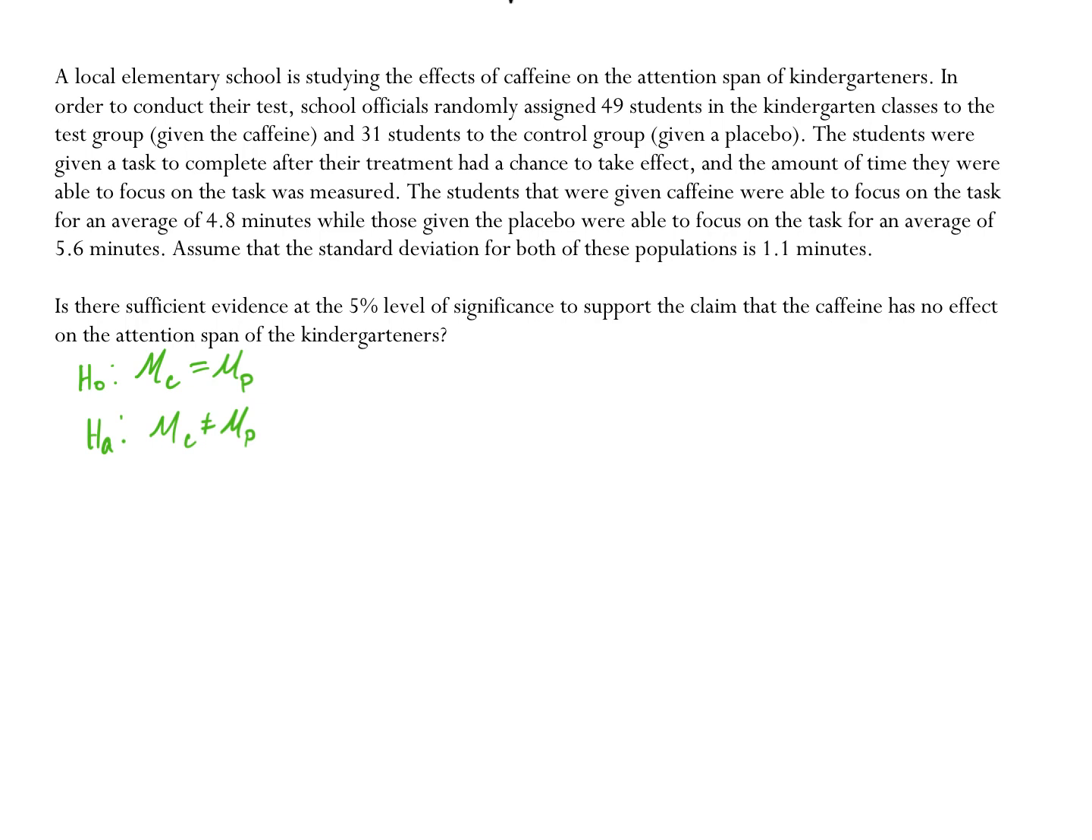Let's see, what all do we know here? We have n C equals 49, n P equals 31. Alpha equals 5%. X bar C is 4.8 minutes, and X bar P is 5.6. And the standard deviation for both groups is 1.1, and that is a population standard deviation, yes?